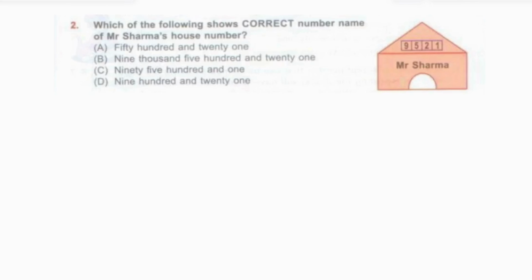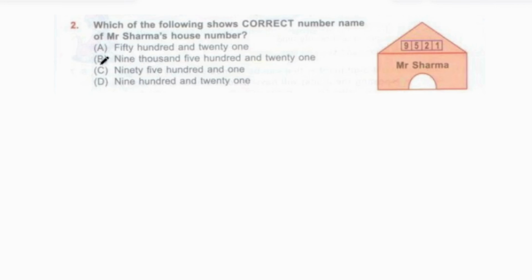Let's quickly go to question number 2 for the Maths Olympiad IMO Class 3 Math Reasoning. The question says that which of the following shows correct number name of Mr. Sharma's house number? So now let's look at Mr. Sharma's house number from the question. It says 9521. So there are two methods to solve this, and we'll try to see if we can find an elegant solution for this problem and try to solve the normal way.